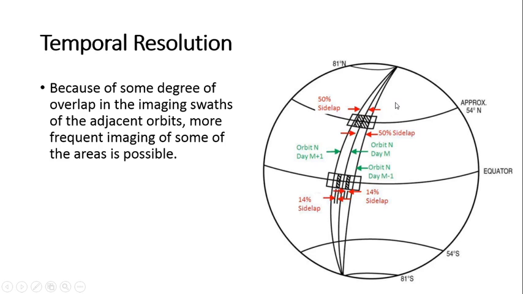But for any particular reason, if your area of interest is, say, at 54° north, you can change your nadir point. That is nothing but the off-nadir point. So you can point your sensor to image that area by changing the angle.